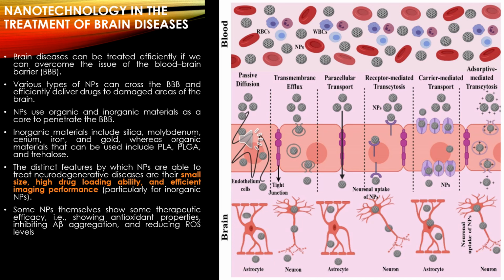Next, we'll see about the applications of nanotechnology in the treatment of brain diseases. You know that brain diseases can be treated efficiently if we can overcome the issues of the blood-brain barrier. So various types of nanoparticles can cross the blood-brain barrier and effectively deliver the drug to damaged areas of the brain. We know that the blood-brain barrier is a boundary between the circulating blood and the neural tissues of the brain.